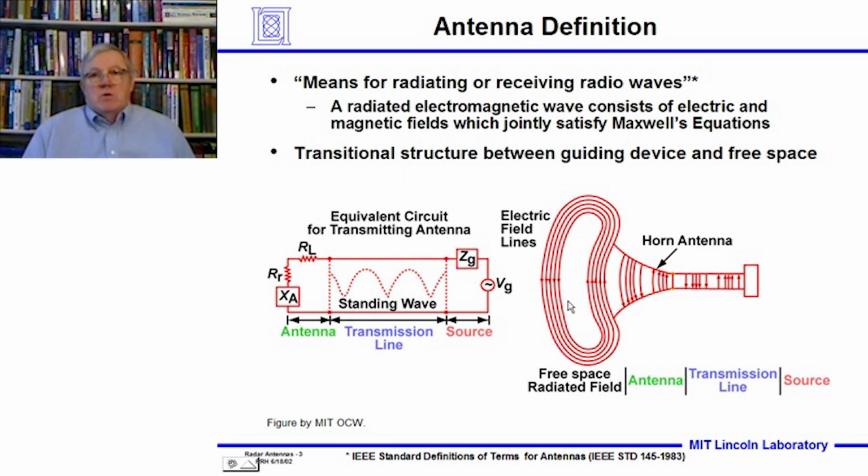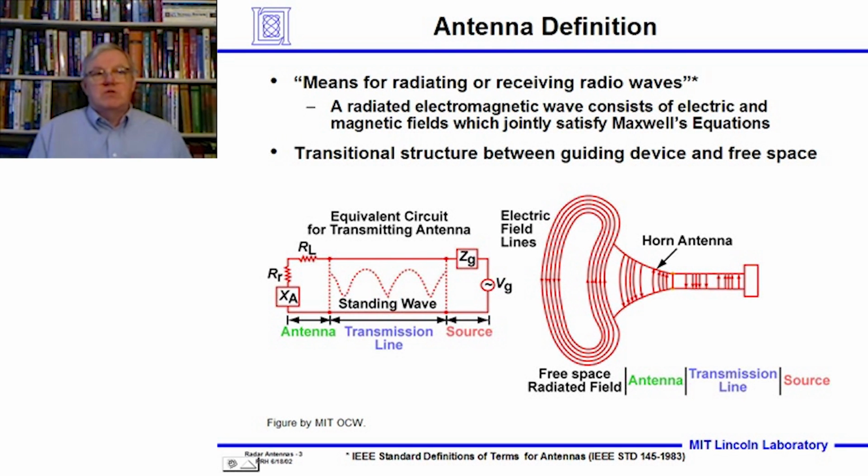Okay. So what is an antenna, and how is it defined? Well, the IEEE, which is the professional society of electrical engineers, defines the antenna as "the means for radiating and receiving radio waves," and that's in quotes.